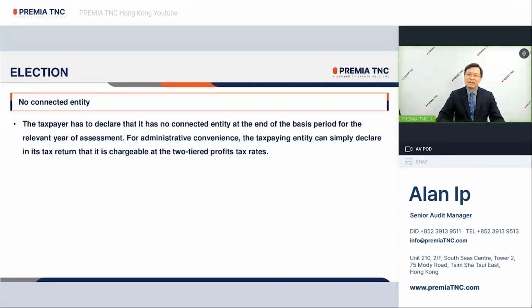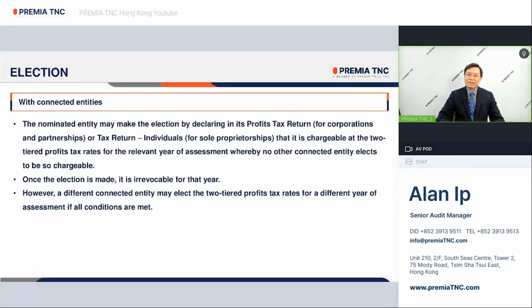Then how to elect two-tier profit tax rates? In the case of no connected entity, the taxpayer has to declare that it has no connected entity at the end of the basis period for the relevant year of assessment. For administrative convenience, the taxpaying entity can simply declare in its tax return that it is chargeable at the two-tier profit tax rate.